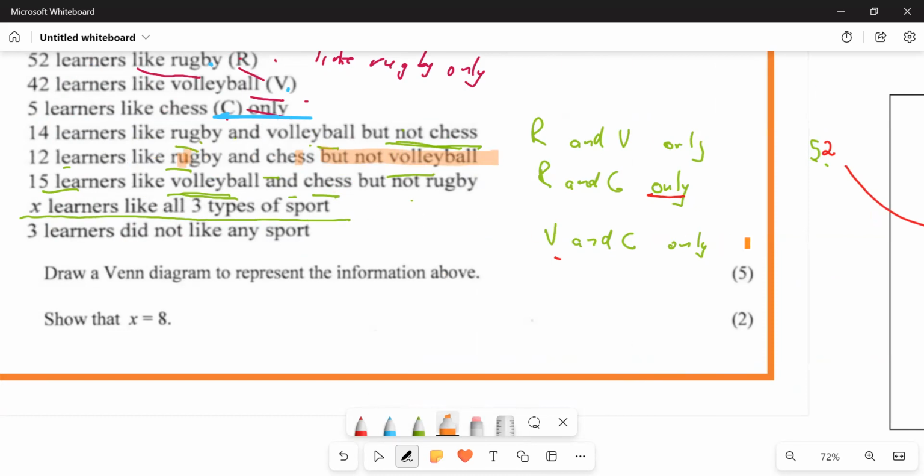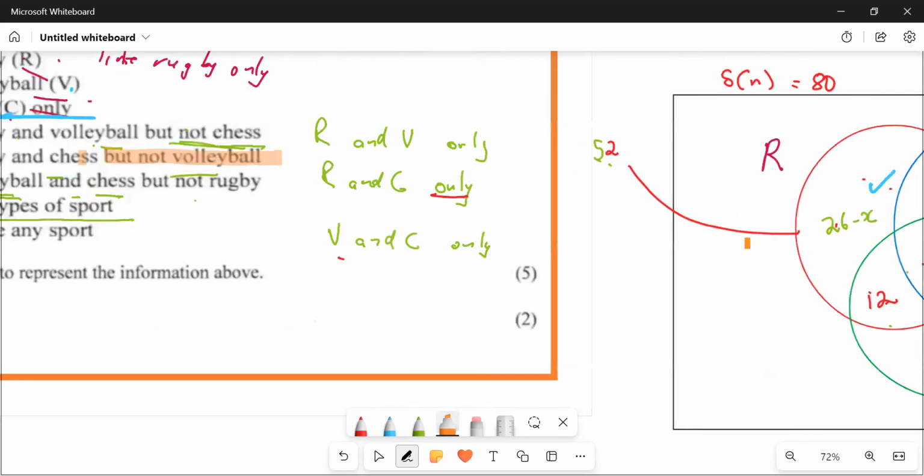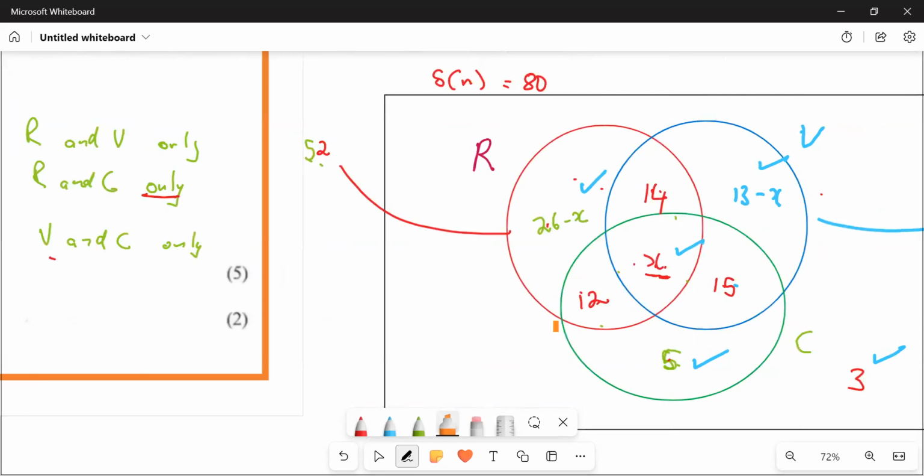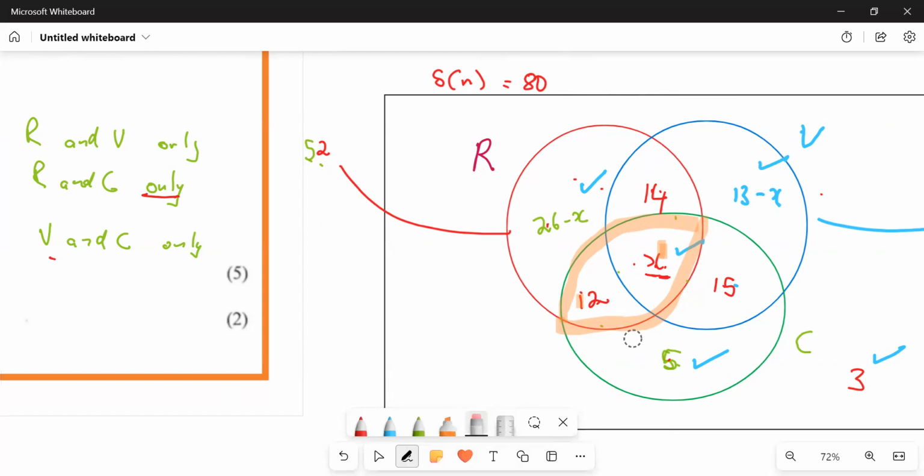Okay. If the people who like rugby and chess are 12, it means we consider this part and this part. Okay, but we already counted some of them. So the ones that we've already counted, we're going to subtract them, so that we can get the people who like rugby and chess only. That's if they said rugby and chess, they didn't say rugby and chess only. Or they also said, but they don't like this. So meaning they're already saying, just concentrate on this part only.